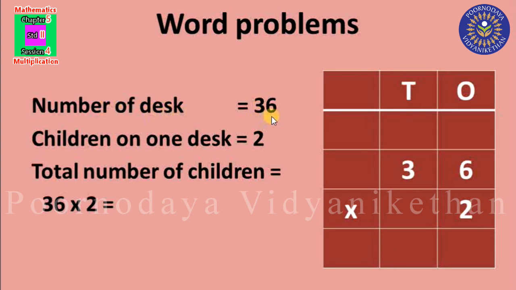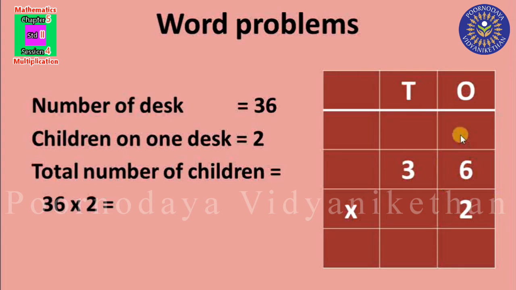Number of desks is equal to 36. Children on one desk is equal to 2. Total number of children is equal to 36 into 2. Now you have to arrange the numbers in this vertical order. Next you have to multiply.